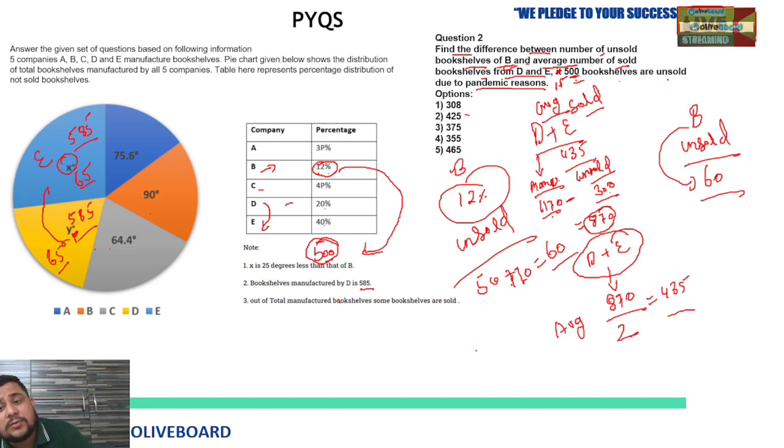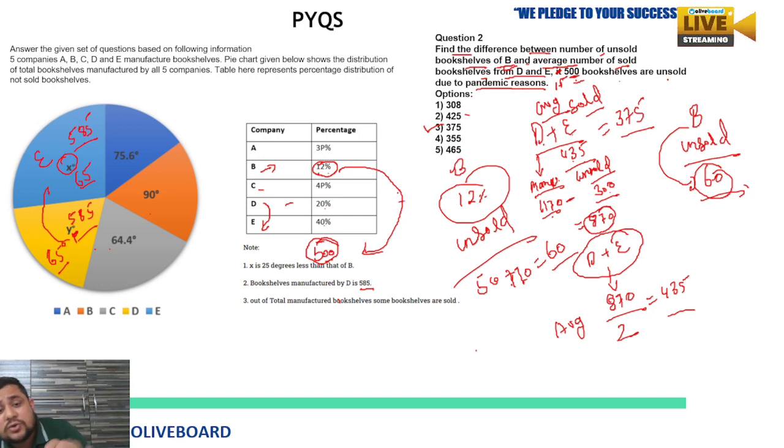Now we have to find the difference between this 435 and 60, the unsold bookshelves by B and the average sold bookshelves by D and E. So 435 minus 60, you will get 375. Is this given in the options? Yes, in option third it is given.